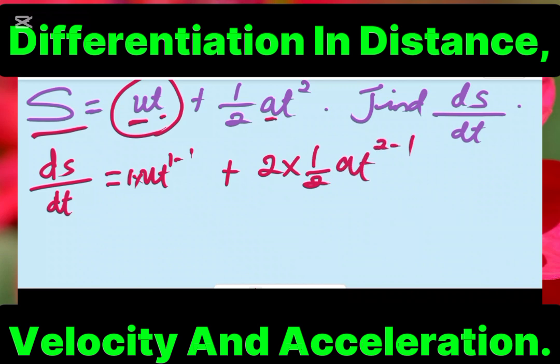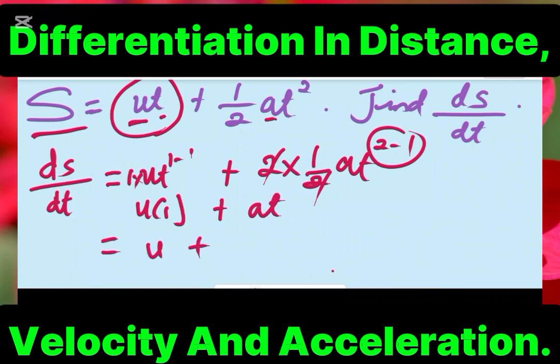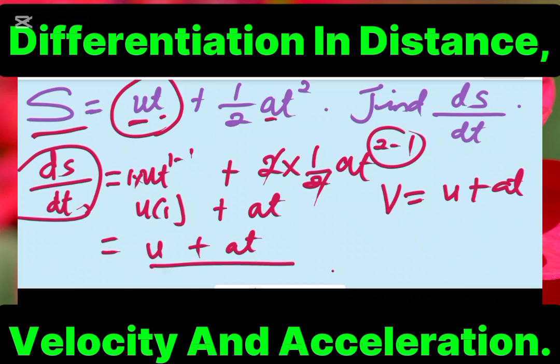Very good. So 1 times u is u, t raised to power 1 minus 1 is t raised to power 0, and anything raised to power 0 is 1. Good. Plus 2 goes here, 2 goes here, I have 1. Then 2 minus 1 is 1, t raised to power 1 is t, so I have plus at. And don't forget, the second equation of motion is what? v equals u plus at, which is this.